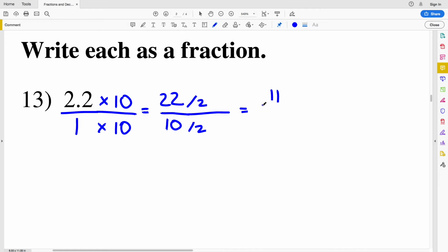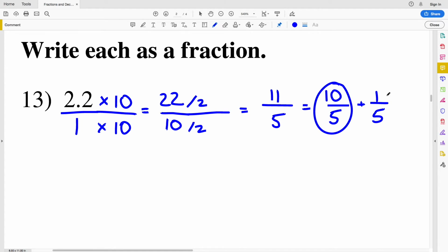I'll get 11 fifths. Now note that this is an improper fraction because 5 goes into 11 2 times. So 5 times 2 is 10 with 1 remaining. So I can write this as 10 fifths plus 1 fifth, where here is my whole number 2 and here is my fraction. So pulling out an even number of 5s will give me 2 and 1 fifth. So 2 and 1 fifth is my solution.